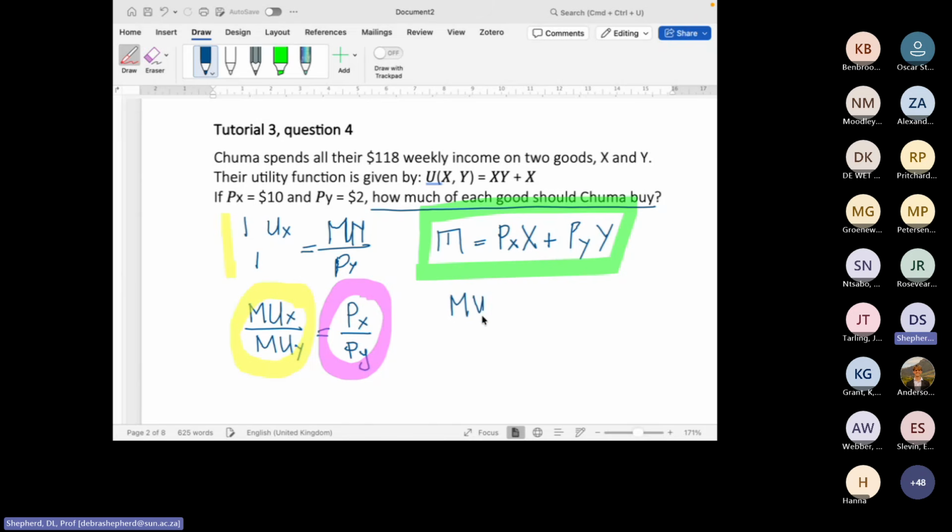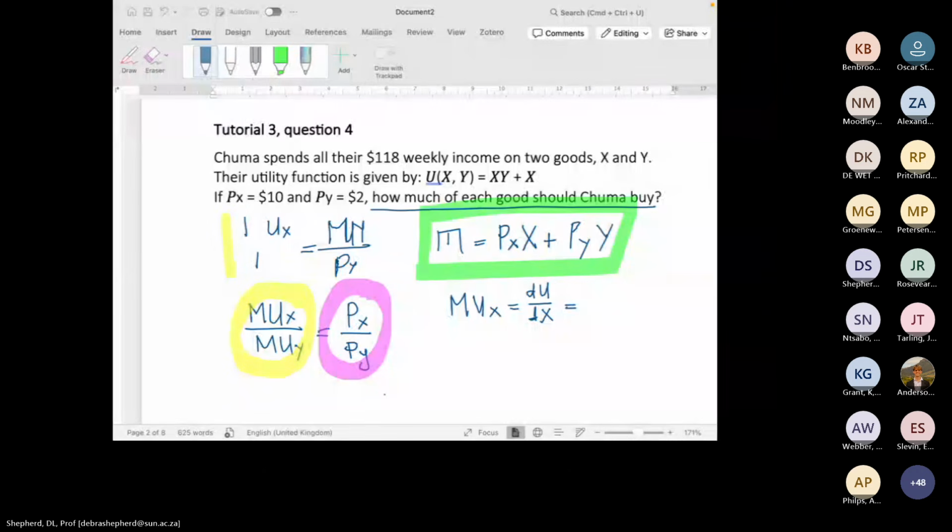is going to be the partial derivative of the utility function with respect to X. So if I take the partial derivative of xy plus x with respect to X, I'm going to get Y. And then the partial derivative of X with respect to X is going to be 1. So taking the partial derivative of xy plus x with respect to X gives me Y plus 1.